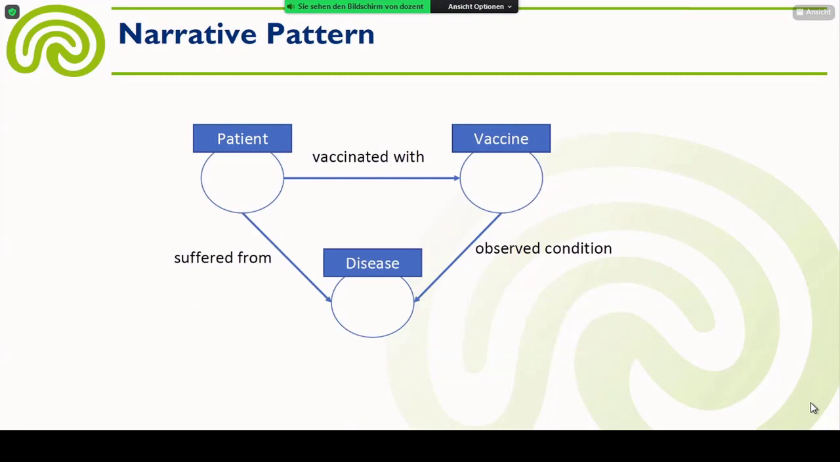Let me first introduce the basic concepts. A narrative pattern is just a directed edge-labeled graph pattern. We have entity types. In this biomedical example, we have nodes with the types patient, disease, and vaccine, for example, and the patient is vaccinated with a vaccine. He suffers from some disease, and the disease is an observed condition for the vaccine. So just a labeled graph pattern, right?